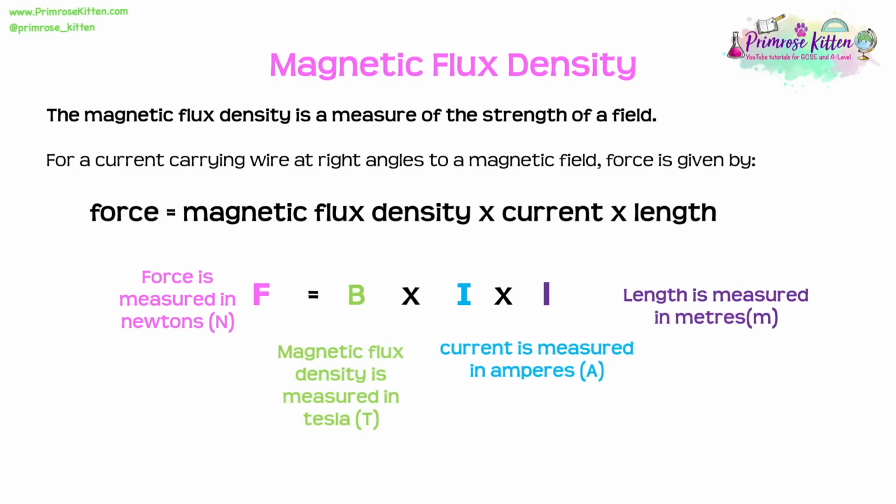Now this equation will be a big one on calculations in this topic. So the magnetic flux density is a measure of the strength of a field. If we had a current carrying wire, which is at right angles to a magnetic field, just like we've been seeing in these motor effect questions, force exerted on it will be calculated by multiplying the magnetic flux density, which is measured in Tesla, which is capital T, times by the current, times by the length. And it's that simple. That's how we work out force on a current carrying wire in a magnetic field. We just take the magnetic flux density, times it by current, times it by length.